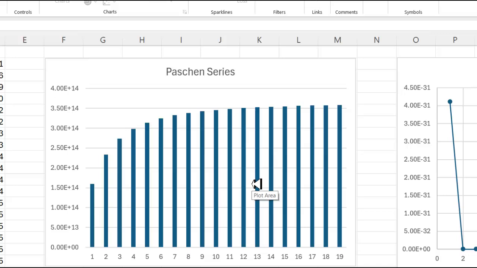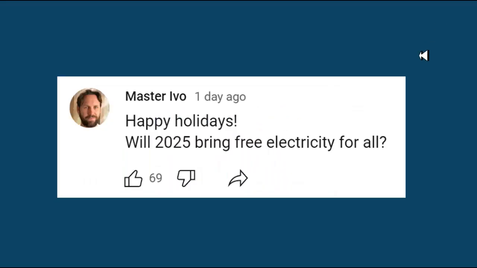The implication here is that the hydrogen atom, or the atom in general, is a resonant cavity. It's an object that is resonating with itself and producing all of these very specific energy levels. By understanding the idea of heterodyning and how these resonant frequencies combine, we may be able to discover something new. We may be able to discover a way of looking at this that leads to a free energy machine, free electricity for all, as Master Ivo and I and many others have been seeking.